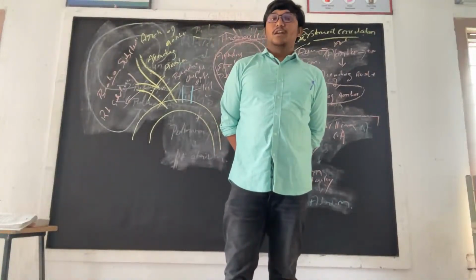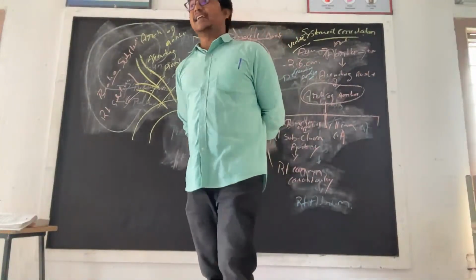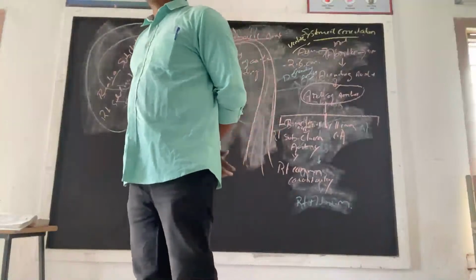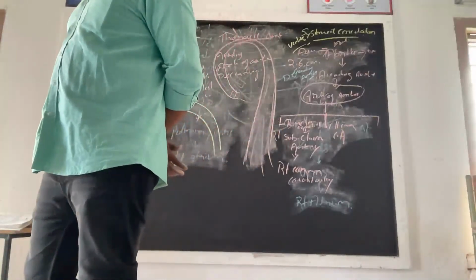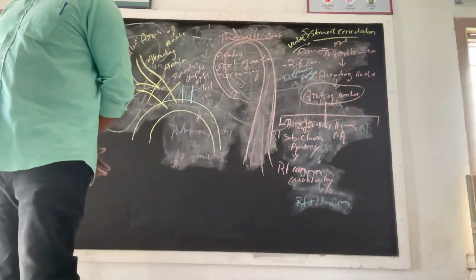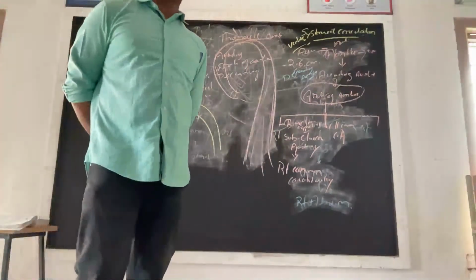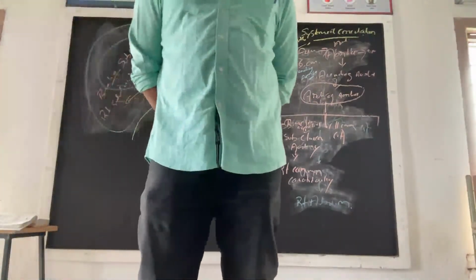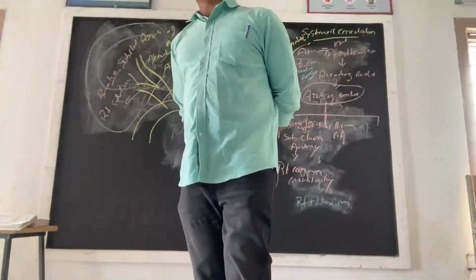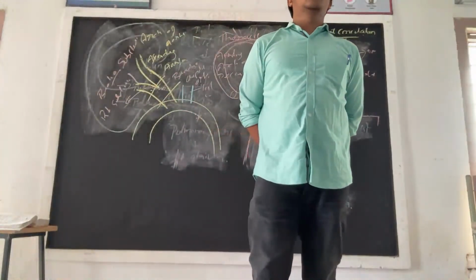Now I'm discussing about circulation of heart. Now this circulation of heart is having left coronary artery, right coronary artery. I told you or not? Left coronary artery is divided into two types. What?